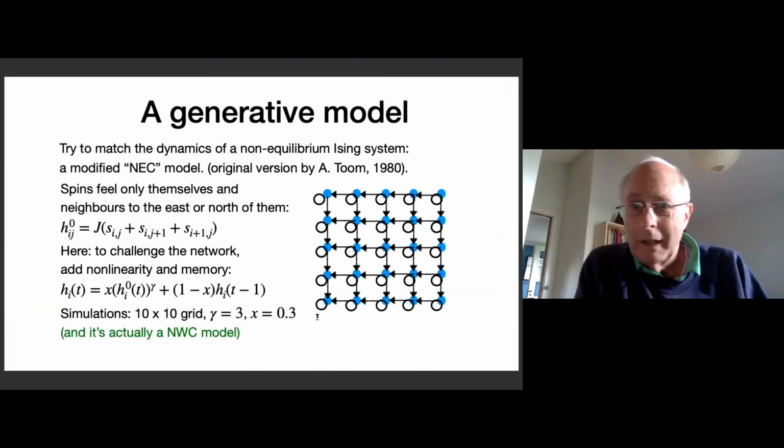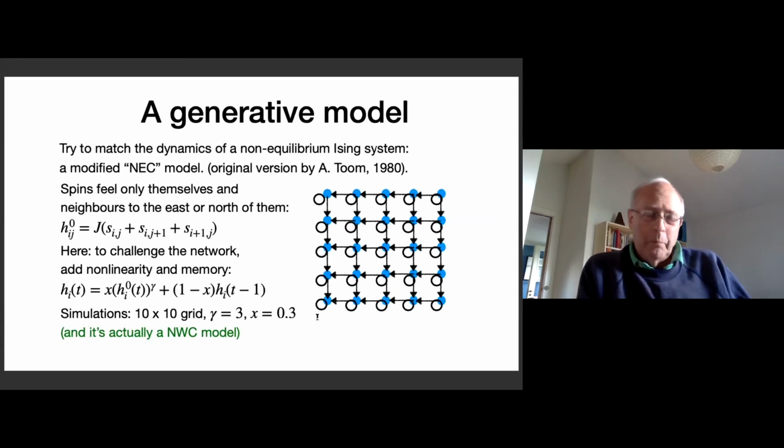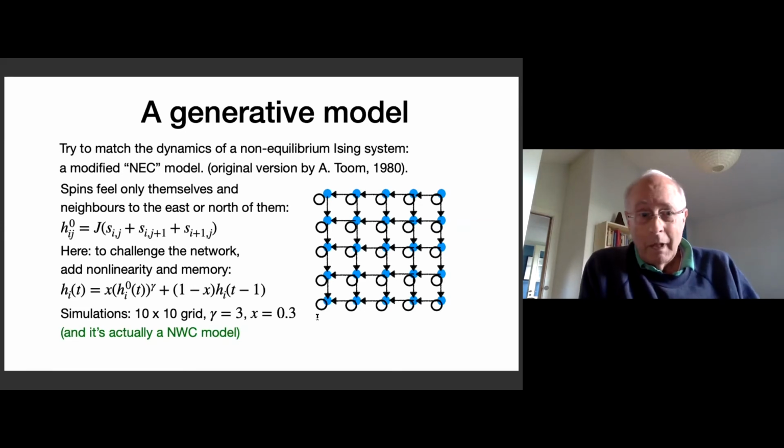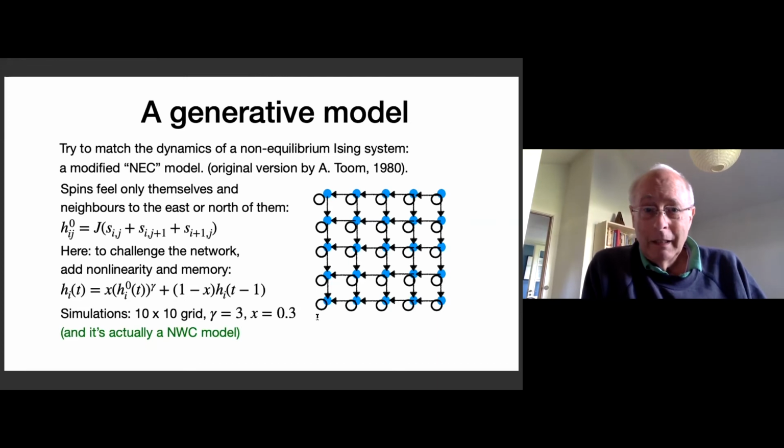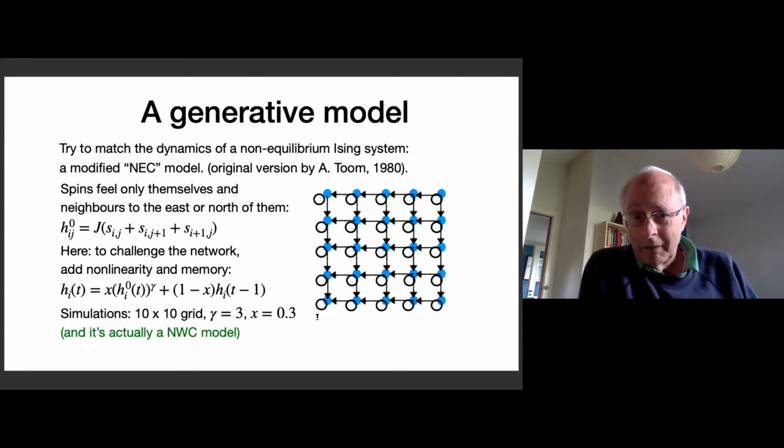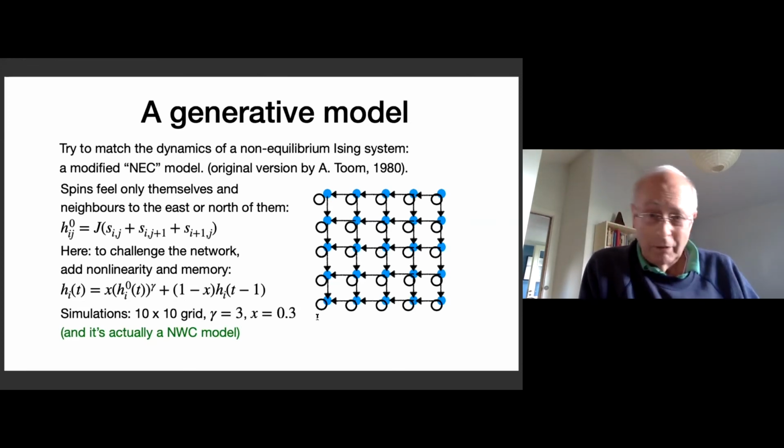And I hope you can all see that. We wanted to try using it as a dynamical generative model of a sort of fun non-equilibrium Ising model. So it's a 2D Ising system. Well, this isn't the version that was originally made, but it's close enough. The original version was by a guy named Tome, I'm not sure how to pronounce that. It's an Ising model with asymmetric bonds. So the spins feel only themselves and the neighbors to the east or north of them, so either above or to the right.